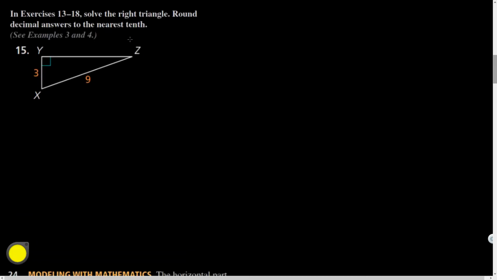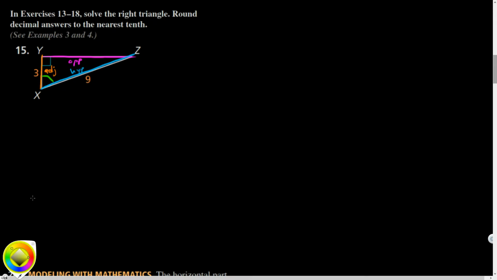All right, solve the right triangle. Let's find angle X first, and I'm going to highlight my sides. So YZ is the opposite, right? Opposite. The adjacent would be the YX or XY, and the hypotenuse, as always, is the longest side, and it is going to be opposite of the right angle.